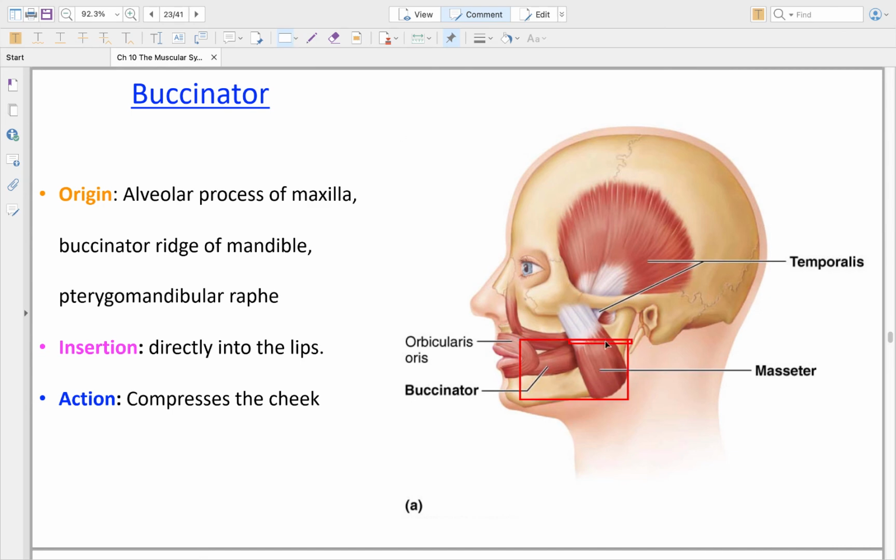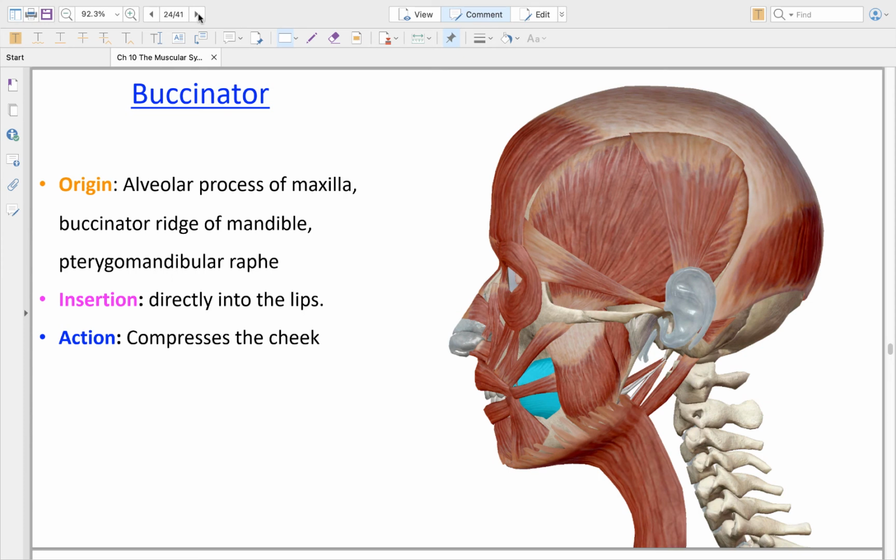Let me see if I can make this a little smaller. Okay, it's just not cooperating. Well, right there, see, it's covered by the Orbicularis Oris, but underneath, the buccinator muscle is dead ending, or inserting, right into the lip, underneath the Orbicularis Oris, and its job is to compress the cheek. This is another look at the buccinator muscle, highlighted there in blue.